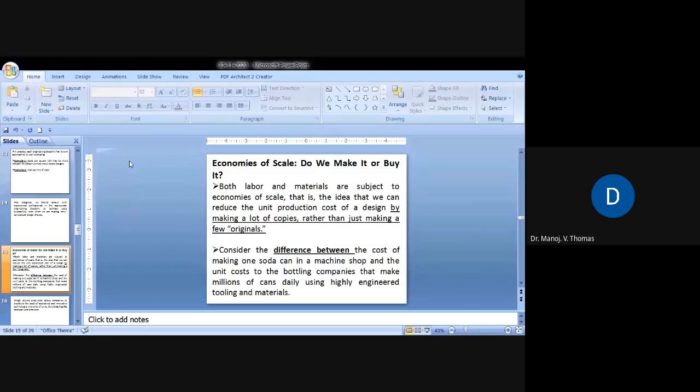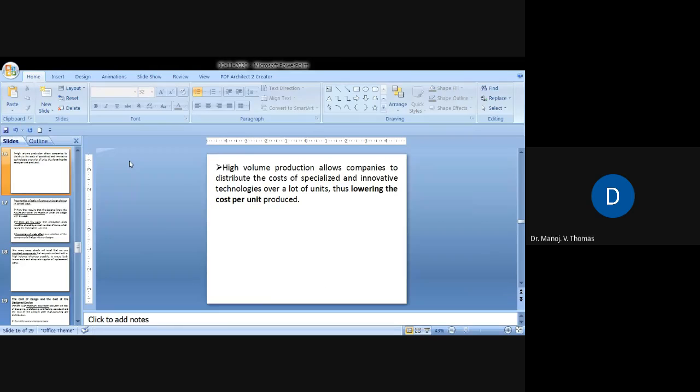When you produce an item in large quantities, obviously you can sell the products at a lower price. So high volume production allows companies to distribute the cost of specialized and innovative technologies over a lot of units, thus lowering the cost per unit produced. That is the idea.